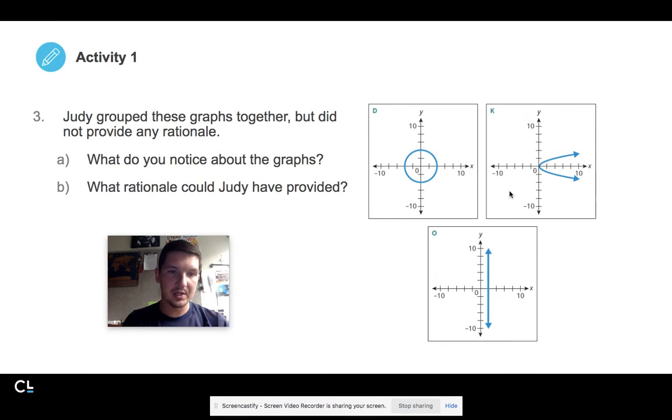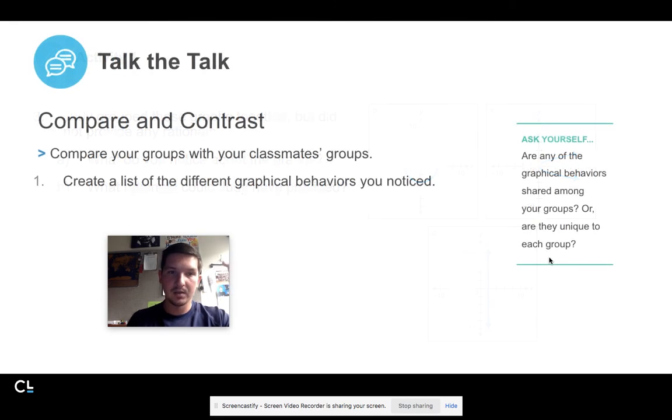So now we can look at Judy here. Judy grouped these graphs together, and we're trying to figure out why these are grouped together. There's no vertical line of symmetry. It doesn't look like you can do a horizontal line of symmetry. We could say that they aren't dots, right? It looks like they all have a continuous line. So we could say that. There's actually another reason why she grouped these together, and it's because none of these are functions. And so we're going to talk about what determines a function and not a function in just a second, okay?